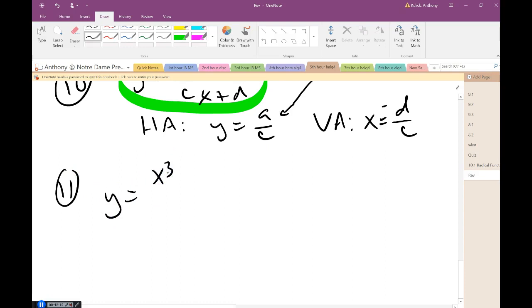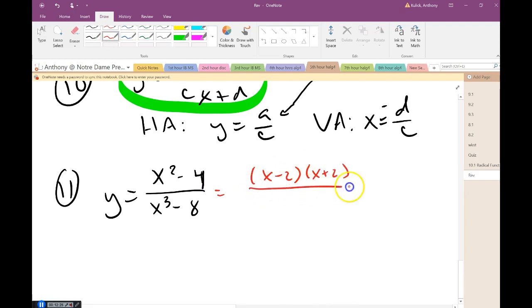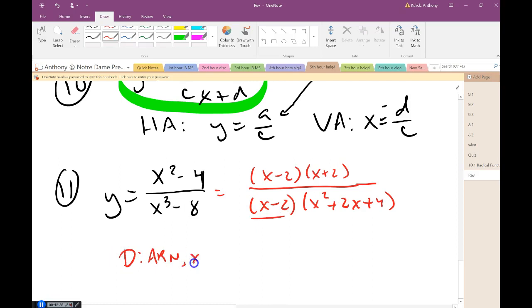So I'm going to start by factoring this because to find the domain, I got to set the denominator equal to 0 and solve. That's that. So if I set this equal to 0, I get 2. If I set this equal to 0 and solve, I can't factor it, so I'd have to use the quadratic formula. But that gives me imaginary solutions, so it doesn't matter.